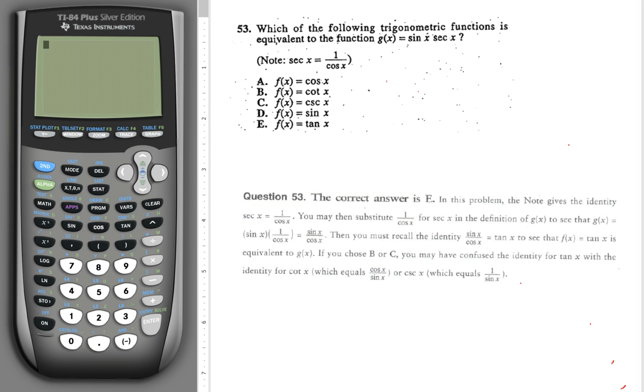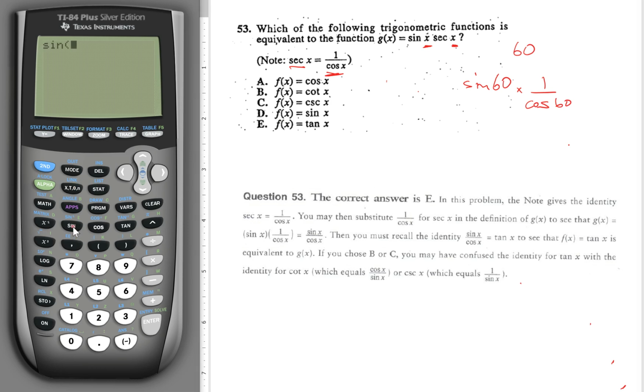So all we have to do is realise that this x here and this x here, we can create a value for that, an angle value. Say we just make it 60. So now what we have is sine 60 times 1 over, and it says that secant x is 1 over cosine x, so it's 1 over cosine 60. And let's get a value for that. And then we'll find the answer choice that gives us that value.